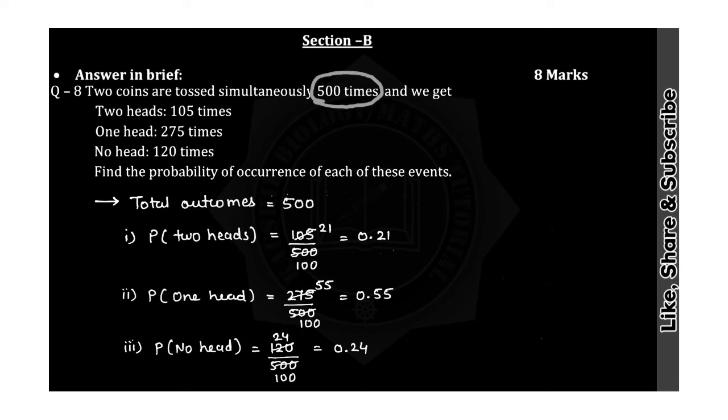Now if we consider the first event, let the event be two heads come, then here your favorable outcome is 105 and therefore the probability is 105 upon 500. Now divide by 5. So 100 5s and 21 5s, and therefore your answer is 21 by 100, that is 0.21.